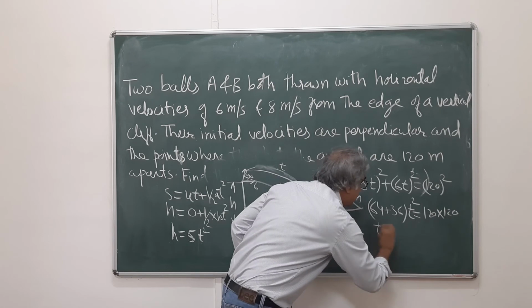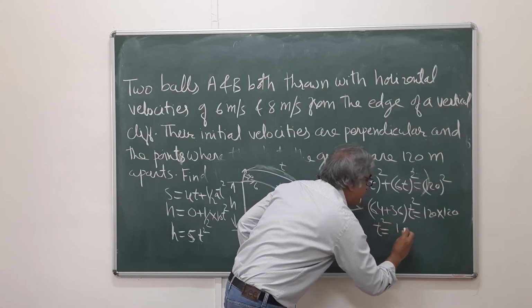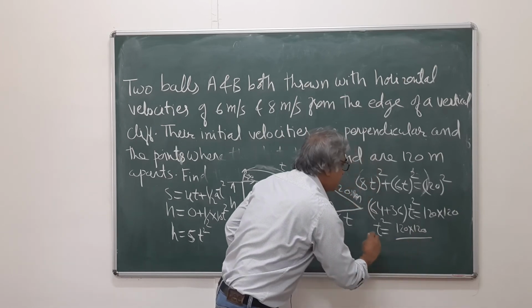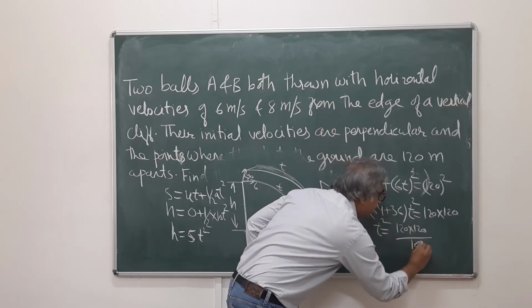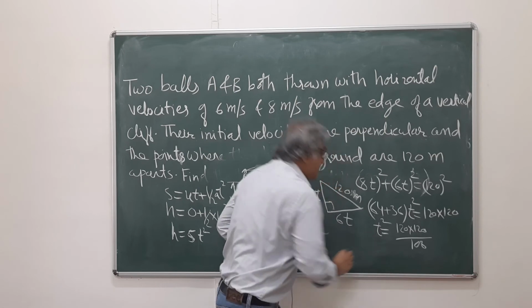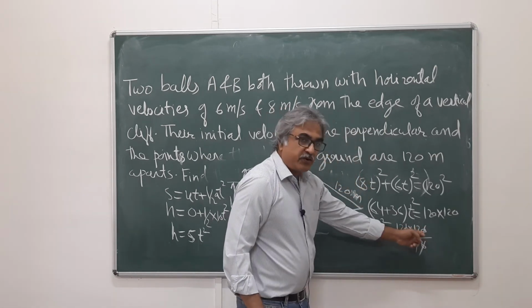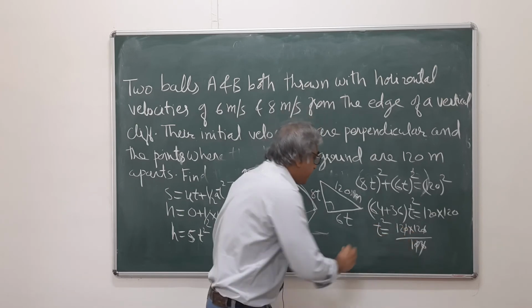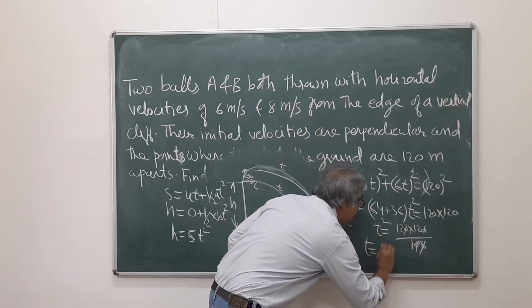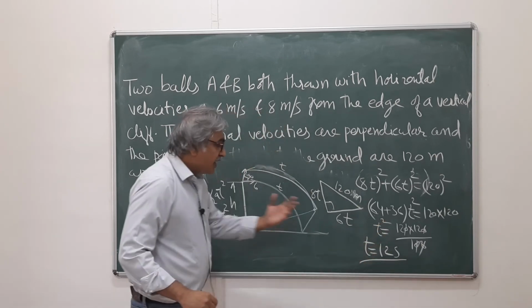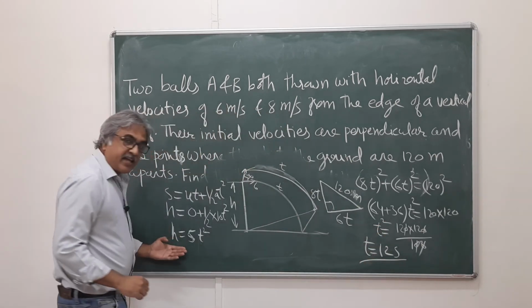So we can say t square is equal to 120 into 120 upon 100. Cancel these zeros. We have 12 into 12, t square is 12 into 12, which means t is equal to 12 seconds. T is 12 seconds. Okay, once you get t, you can come over here, right?